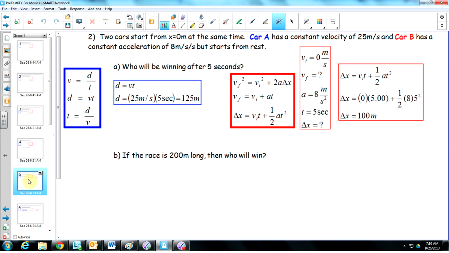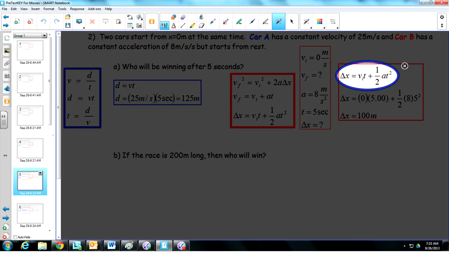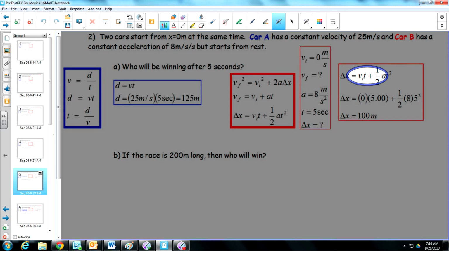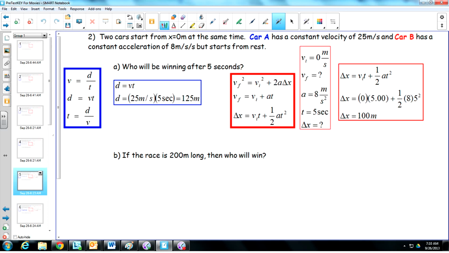Since it's distance that we're trying to know, I'm going to go ahead and use this equation here that says that delta x is VIT plus 1/2 AT squared. Because I know everything on the right side of that, it's going to be very simple. Anytime you know every variable within an equation except one, then it's easy to solve for the one you don't know.